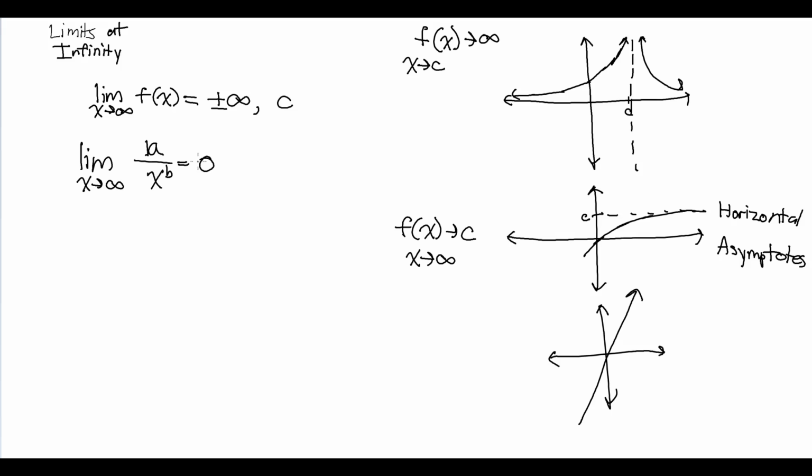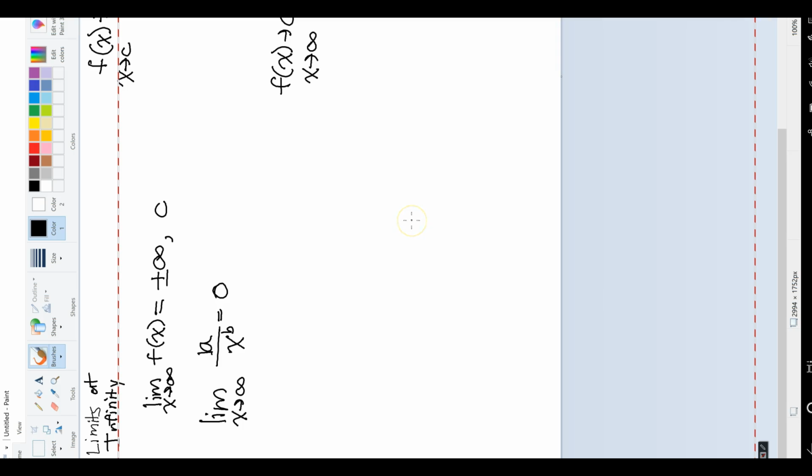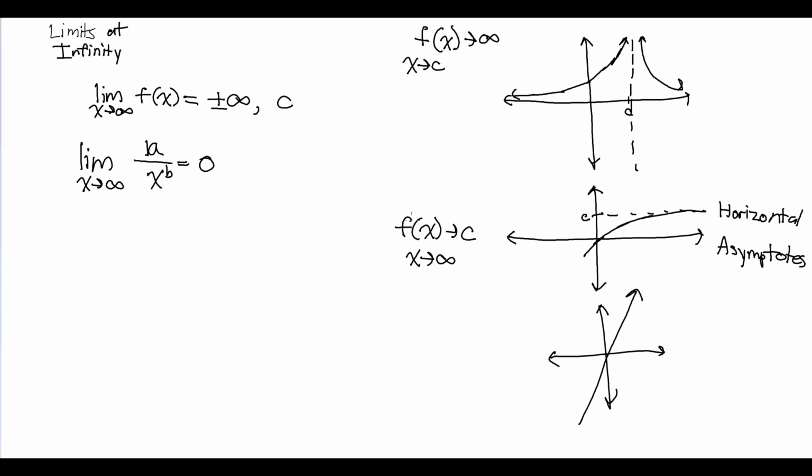However, as x increases without bound, the numerator starts to become insignificant compared to the denominator. And as you divide by higher and higher values, the answer will become smaller and smaller, and it will approach 0. So as x approaches infinity, as x increases without bound, this entire expression will approach 0. And it's very useful to help us evaluate certain functions.